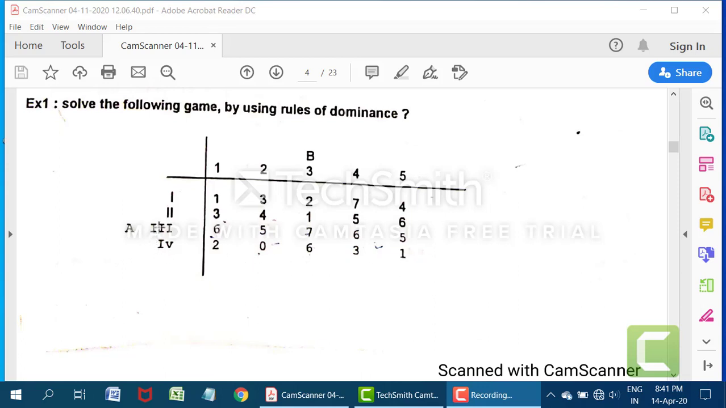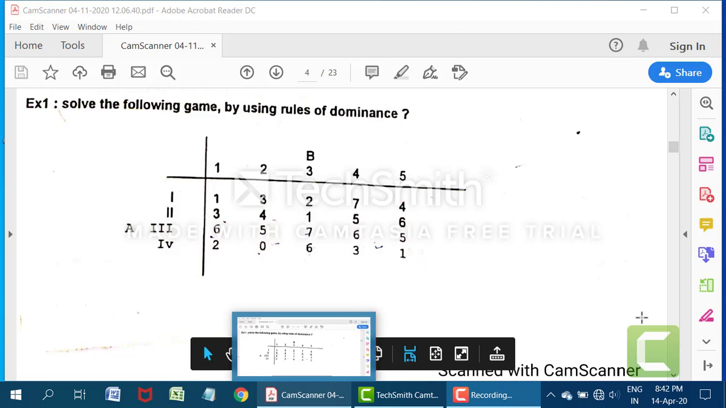So the third strategy appears to be dominant for him. If he chooses the third strategy, more positive values are there, more gains will be there for the player A. In all the varying conditions, assume that player B will play from the first strategy to the fifth strategy, whatever it is. All the elements of the third row, 6, 5, 7, 6, 5, are greater than or equal to the corresponding elements of this row. 6 greater than 2, 5 greater than 0, 7 greater than 6, 6 greater than 3, 5 greater than 1. Hence, A's fourth strategy can be deleted. That's what it says.